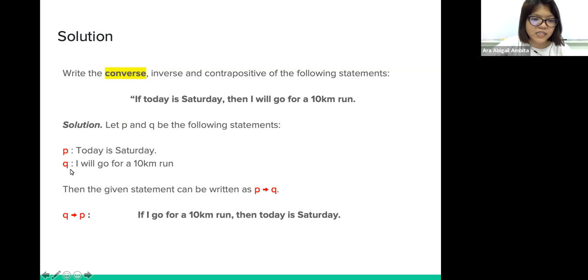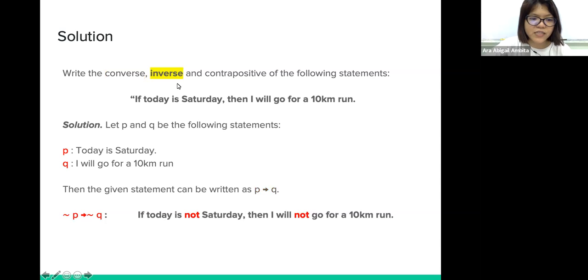Now, what is the converse? Again, the converse is just a swap of P implies Q, so we have Q implies P. If I go for a 10-kilometer run, that is now your hypothesis or your antecedent, then today is Saturday. That is your P, and P now becomes your conclusion.